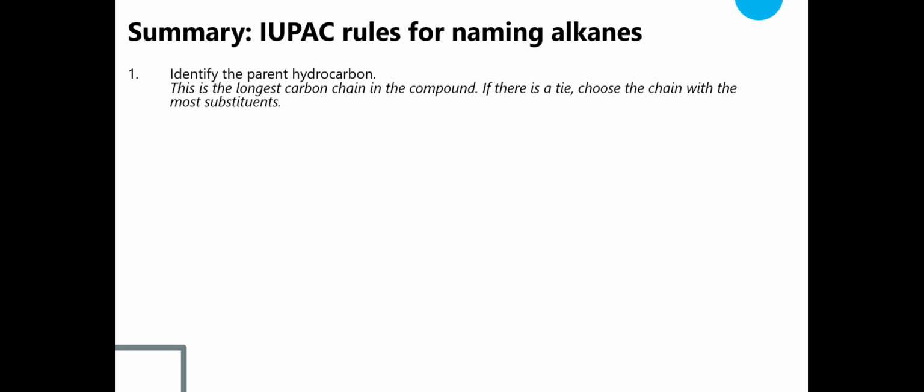These final 2 slides summarize the rules that we have been discussing in this video and the previous 2 videos. Let's start off by naming alkanes which do not contain a ring. The first thing that we do is identify the parent hydrocarbon. You'll recall that that is the longest carbon chain present in the compound. If there happen to be two longest chains with this same length, we choose the chain that has the most substituents.